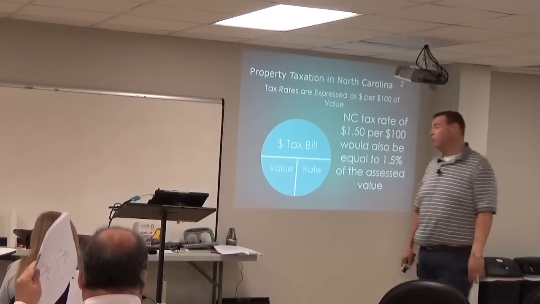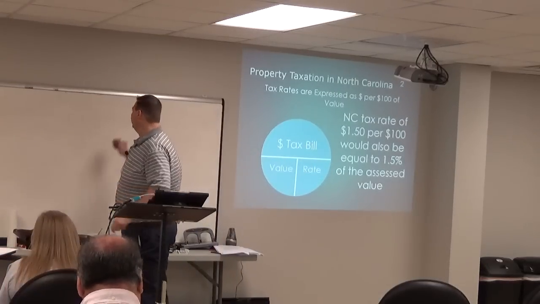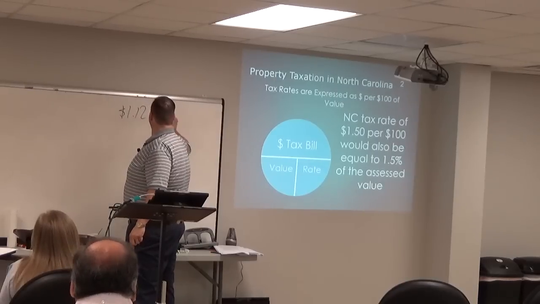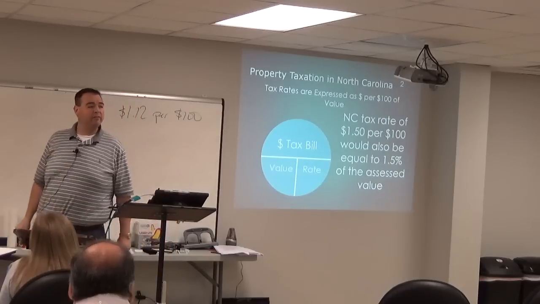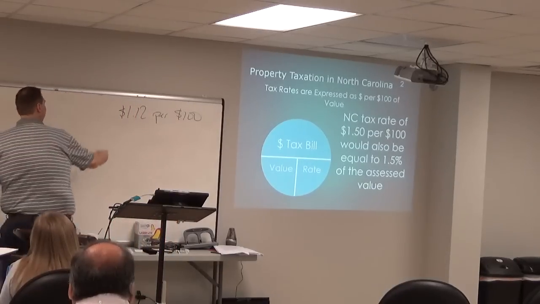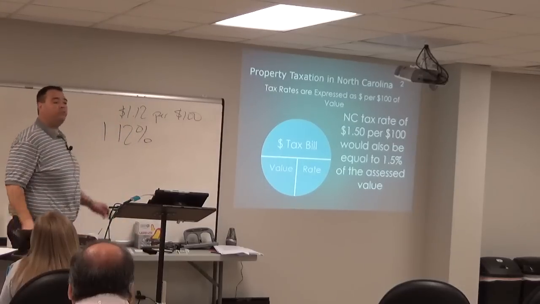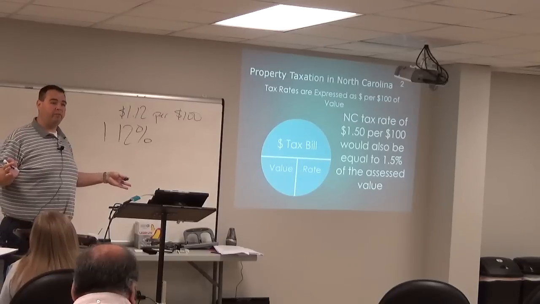So, for example, if I tell you that the North Carolina tax rate is $1.12 per 100, how are you going to type that into your calculator? 1.12%. 1.12 what? Percent. You don't need to change a thing except put the percent button behind it. Does that make sense to everybody?